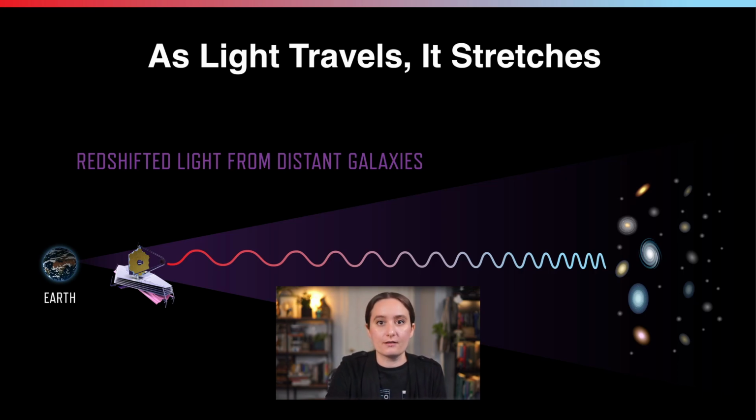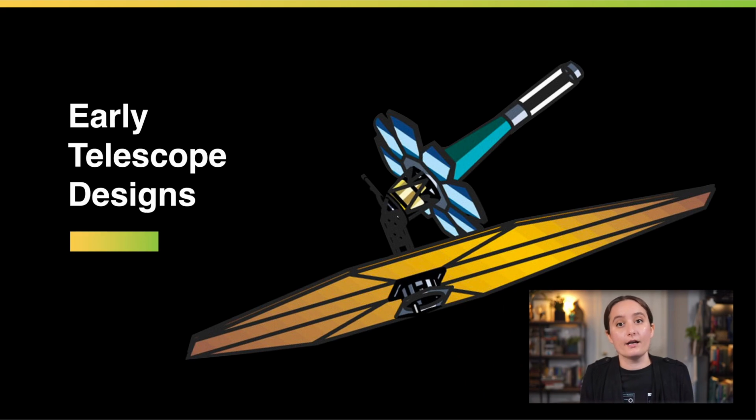So here's an early concept for what was called the Next Generation Space Telescope and became the James Webb Space Telescope. Planning for this telescope began in 1989 before Hubble was even launched. And construction and testing went from about 2002 until 2021 this year.